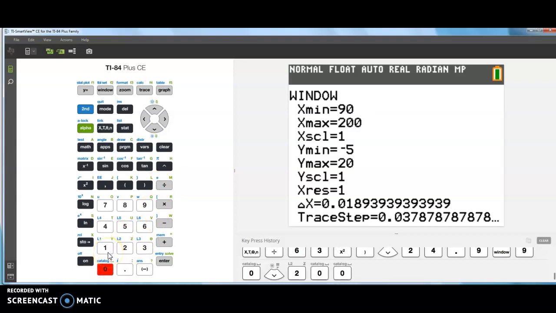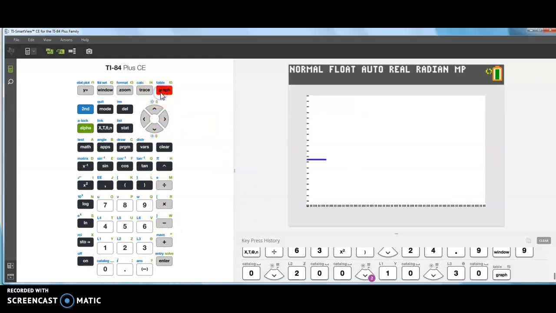And again, 5'3" is pretty short, so 200 seems like it's probably a little high, but that's okay. The Y values are the BMIs. The BMIs we know go from 18.5 to 24.9. I would like to see a little bit more than that, so I'm going to go from 10 to 30 so that I'm a little above and a little below those numbers we wanted. So now I'll hit graph.